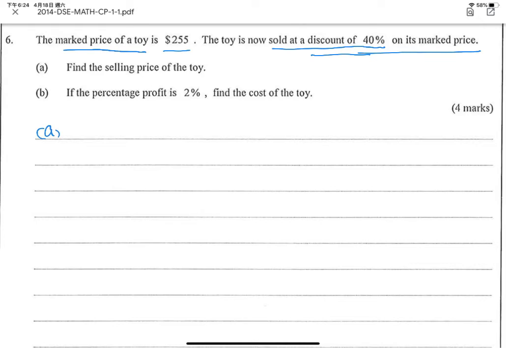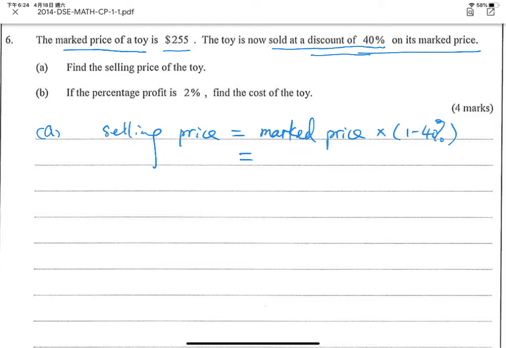We know that the selling price equals the mark price times 1 minus the discount percentage. Here the mark price is $255, so times 1 minus 40%, which is 60%, which is 0.6. So 255 times 0.6, we get 153. So the selling price is 153.